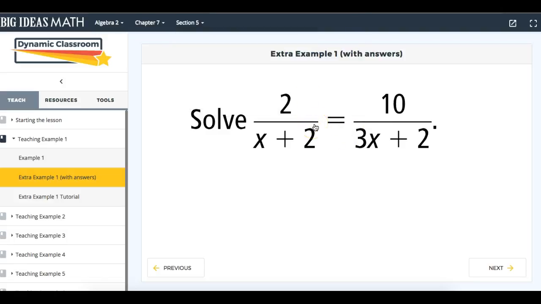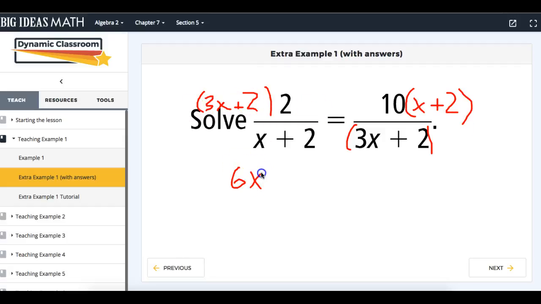You're going to multiply your left-hand side by 3x plus 2. On your right-hand side, you're going to multiply by x plus 2. So this is what it looks like right here: x plus 2 on the right and 3x plus 2 on the left. Now when you multiply this through and distribute, you're going to get 6x plus 4, and that's going to equal 10x plus 20.